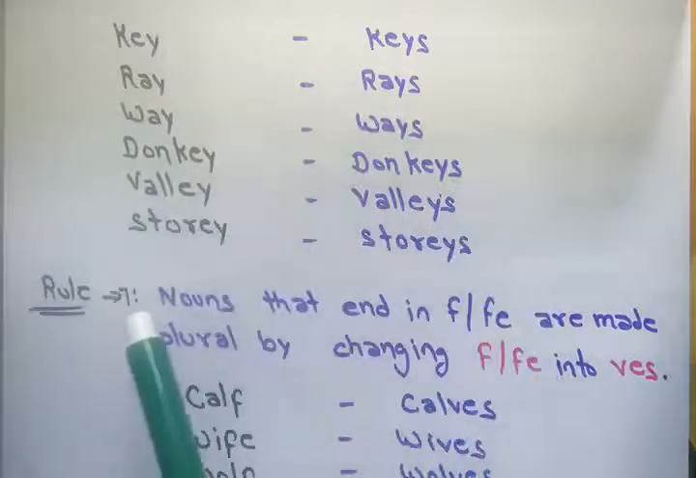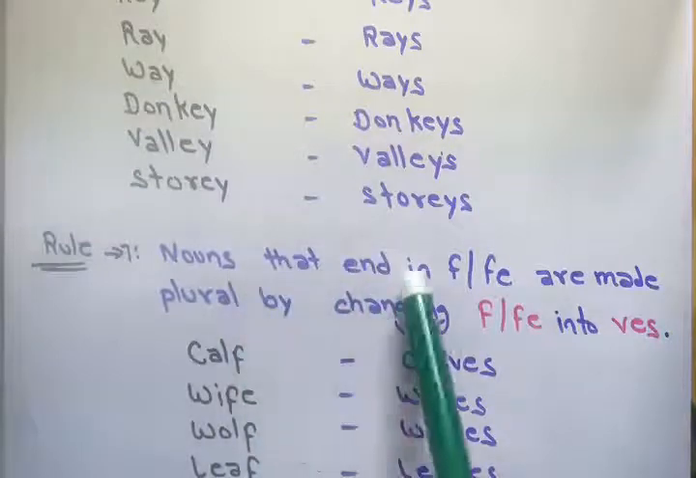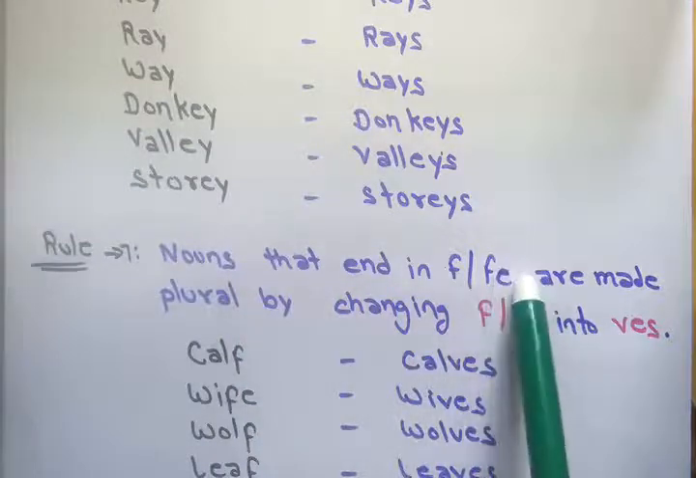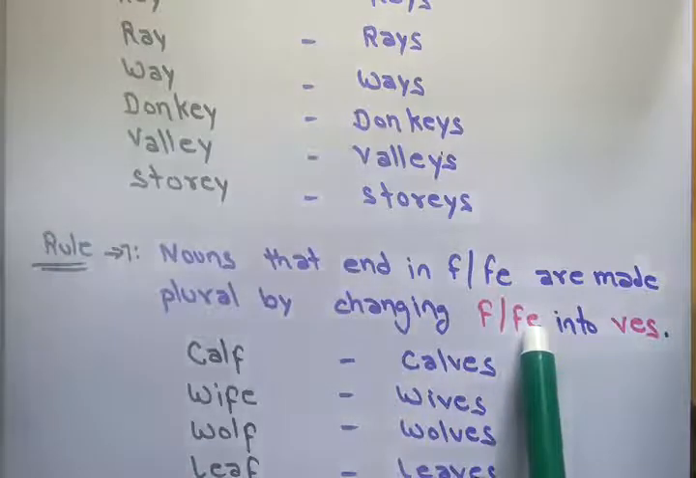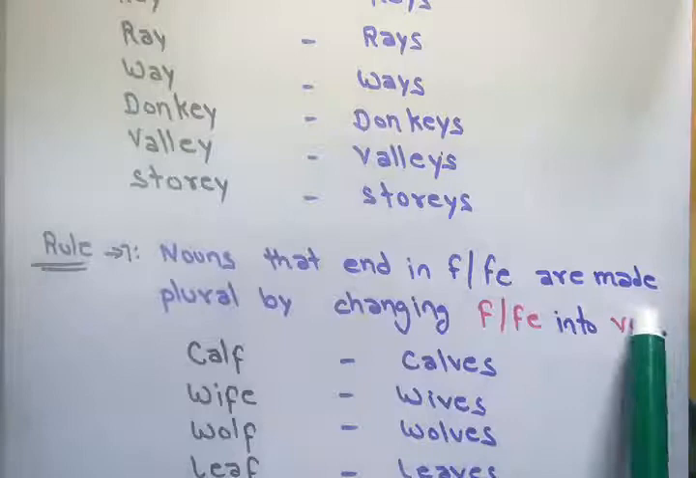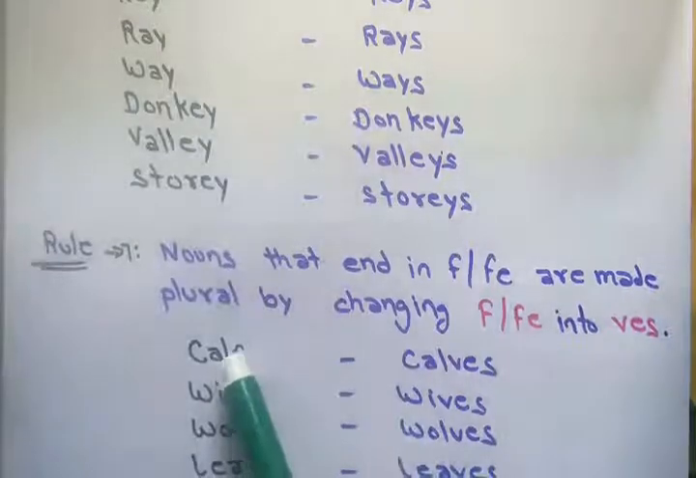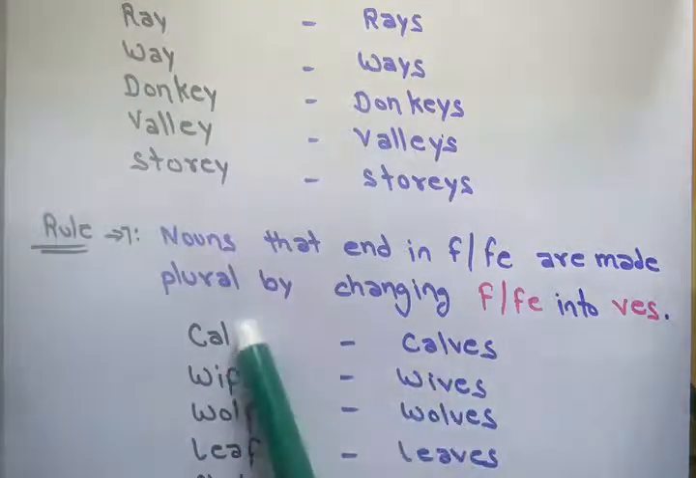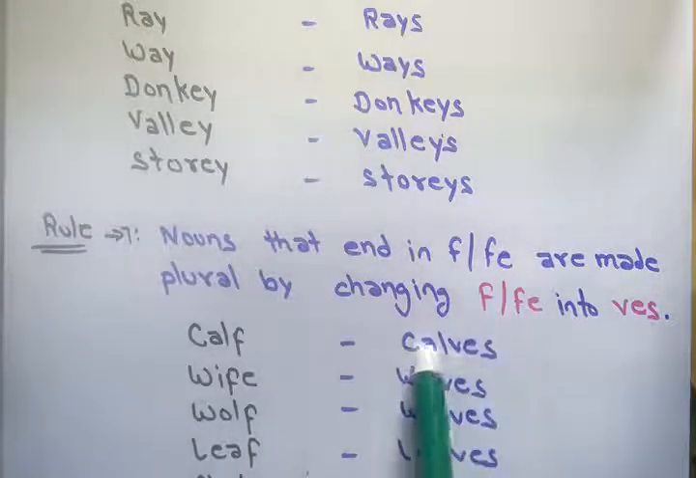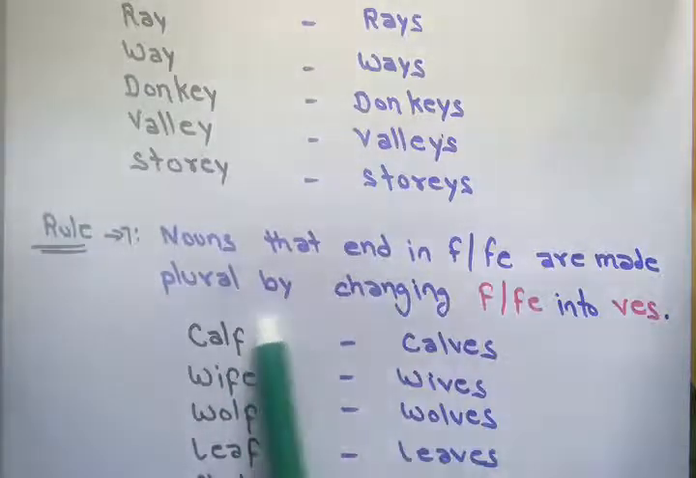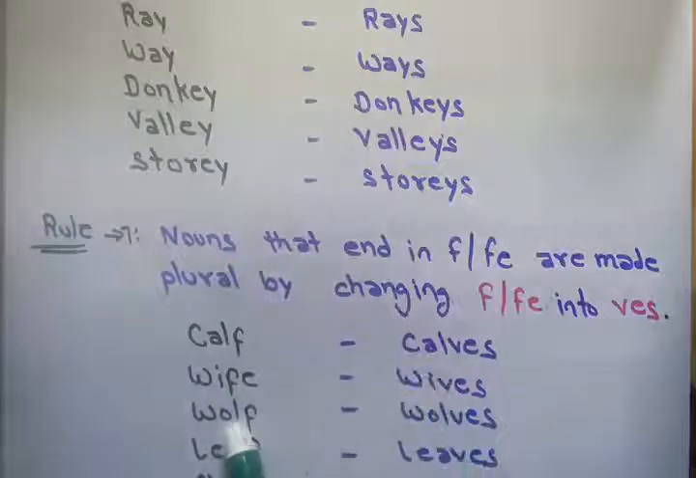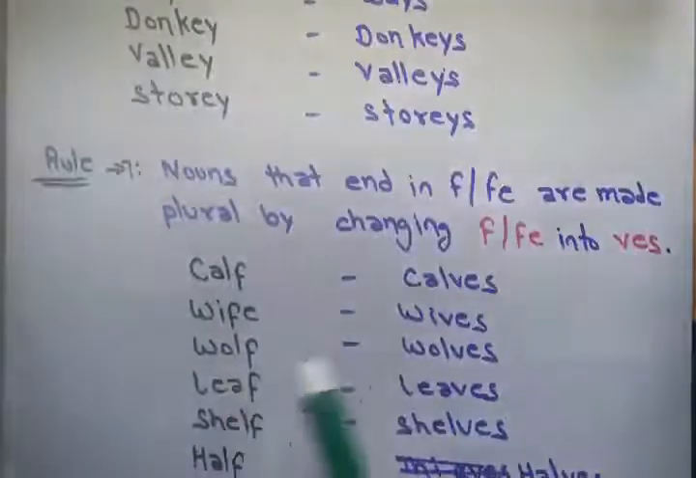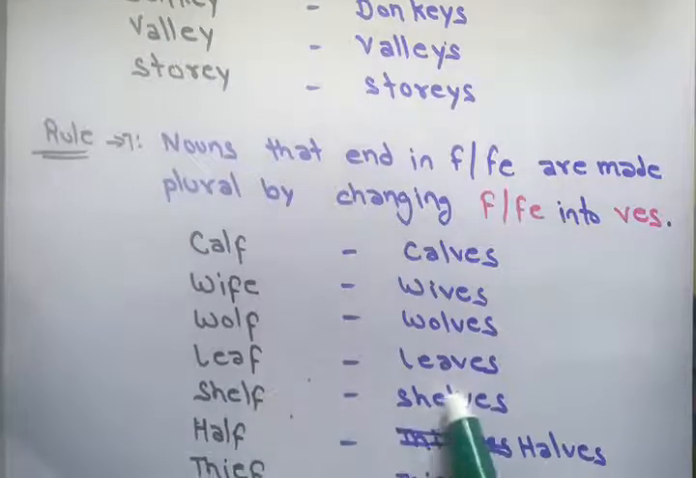And rule number seven: nouns that end in f or fe are made plural by changing f or fe into ves. For example, calf changes into calves. Wife, wives. Wolf, wolves. Leaf, leaves. Self, selves.